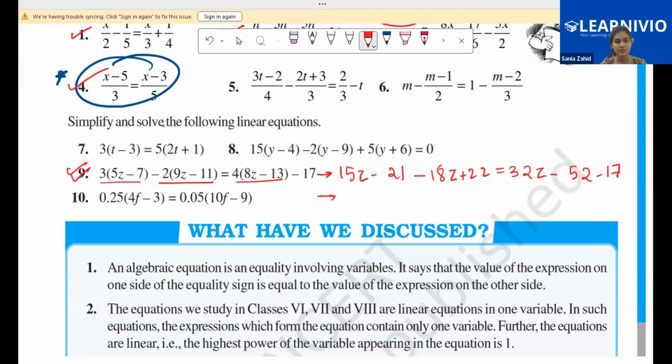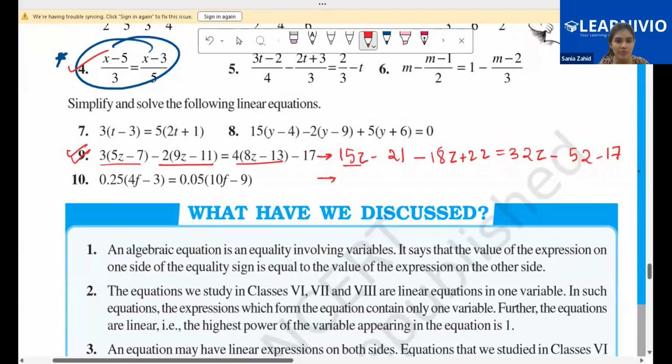Ma'am, you transpose 22 to the other side. No, but I told you one thing, that you will not transpose without solving. Can you solve anything on either side? Yes, we have so much of solving. We have 15z minus 18z. We have minus 21, 22. Here we have 52 and 17. You solve all of this first. Don't transpose until and unless there is nothing to solve. You will first solve 15z minus 18z. So how much does it become? Minus 3z. Minus 21 and plus 22 is plus 1, is equal to 32z remains as it is. Minus 52 and minus 17 become how much? Minus 69.